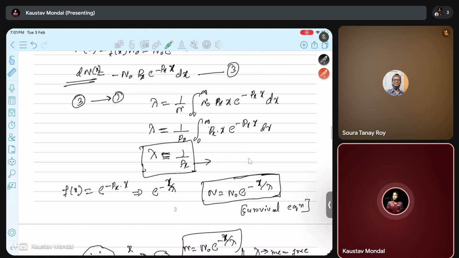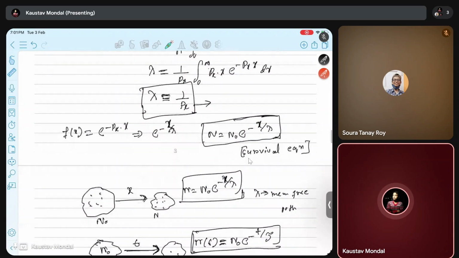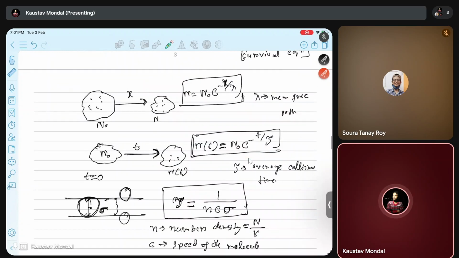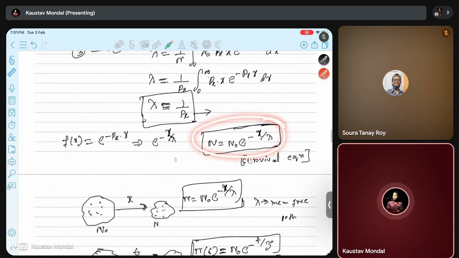So from there we have calculated the x lambda, and from there we get the survival equation, which is a very important equation. Similarly, this is the survival equation when a certain number of gas molecules n naught is moving in space at a distance x. In that case, this is the survival equation: n equal to n naught into e to the power minus x by lambda. Lambda is the mean free path.